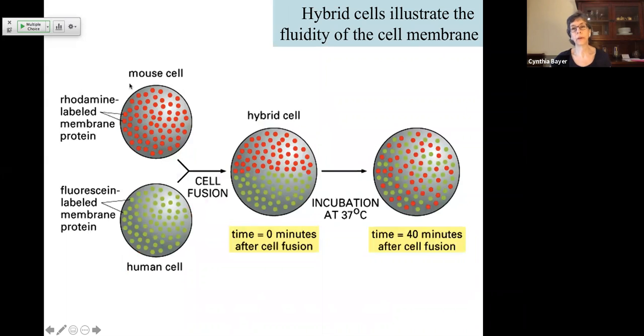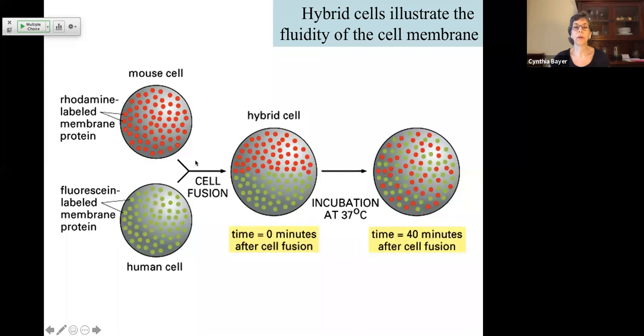So what we have here is an experiment carried out in cell culture, where a mouse cell is labeled with an antibody that has attached to it a rhodamine compound that fluoresces red underneath a fluorescent microscope. And they have then also labeled a culture of human cells with an antibody that's attached to a fluorescein molecule, which will fluoresce green. So we can distinguish the proteins that are specific to a human cell from the proteins that are specific to a mouse cell.